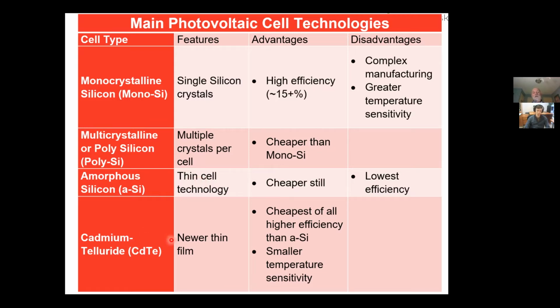The newer types of thin film technologies use other material like cadmium telluride. I don't know very much about these technologies. I do know that they haven't as yet made a big impact on the commercial PV scene, but here you see some of the advantages. It's claimed to be cheaper than the other silicon thin film technologies with a smaller temperature sensitivity. So again, we have a situation where no one technology is obviously better than any other technology.